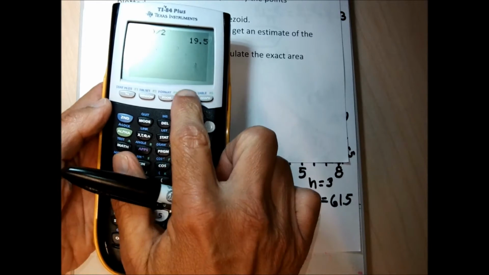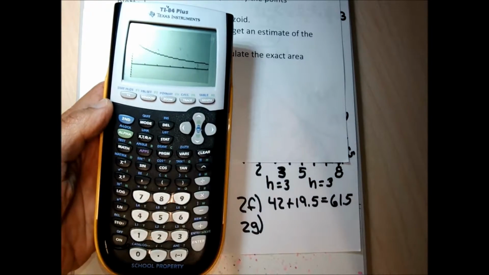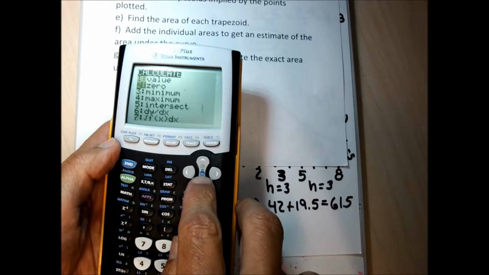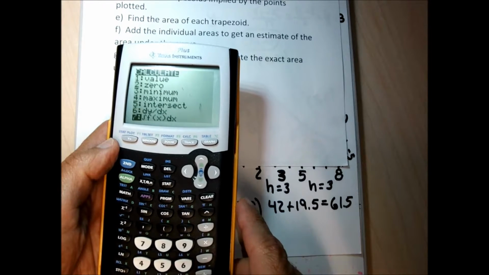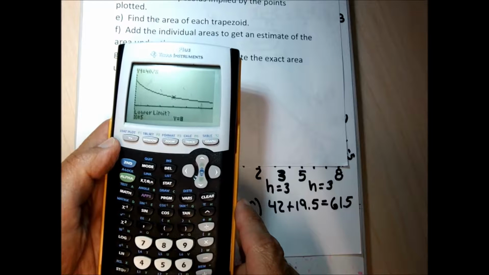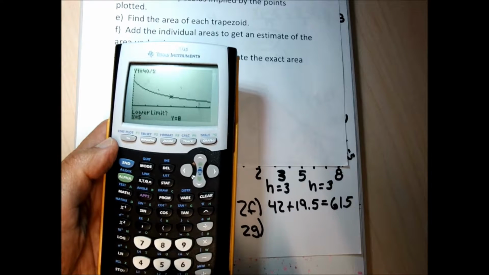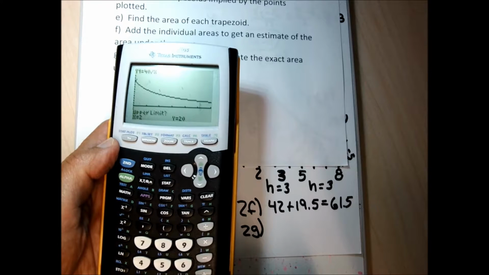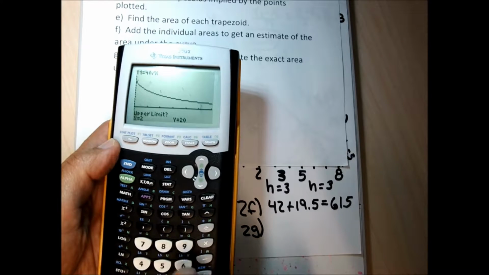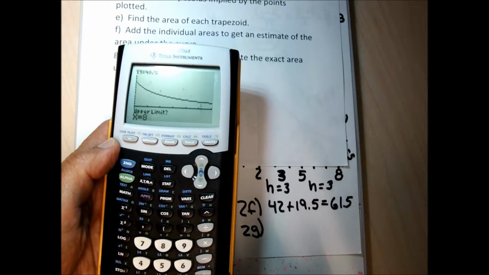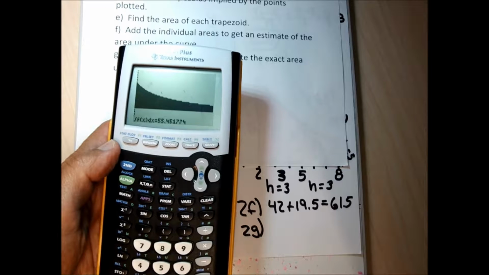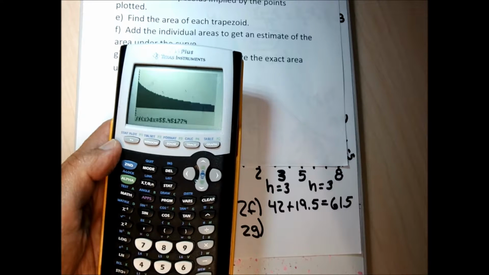I get the graph back on, go second calc, go down to option 7, which is our nice antiderivative symbol. Tell it where you want to start finding the area, and I'm going to start at x equal to 2. Hit enter. Tell it where to end. I'm going to end at x equal 8 and hit enter. And this is the area that it's finding. It's finding that exact area as opposed to using trapezoids that slightly overestimate the area.